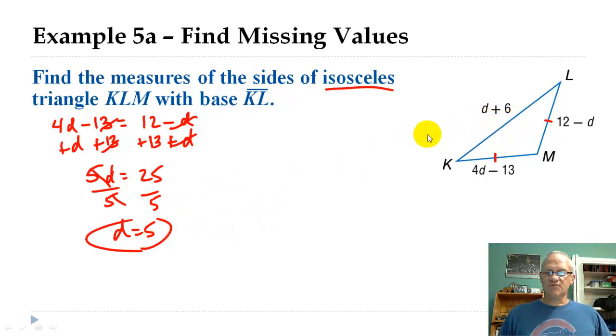So if D is 5, 5 plus 6 is 11. Okay, so side KL is 11. Again, we plug 5 in over here, so 12 minus 5 is 7. So side LM is 7. What do you think side KM should be? If it's congruent to this, it better be 7, or else we mess something up. So if I plug 5 in here, 5 times 4 is 20. 20 minus 13 is 7. All right, we got it.